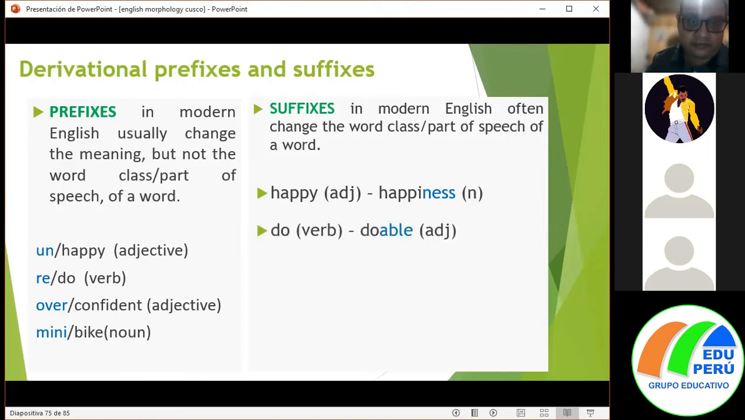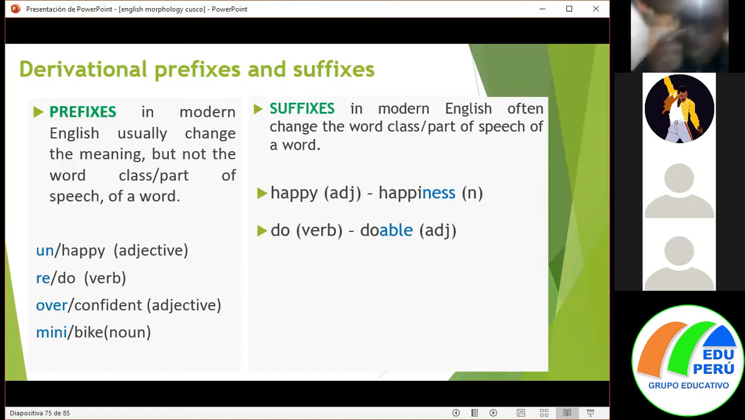Do is a verb. You add the suffix -able. Also, you change the pronunciation to doable. Now it's an adjective. Remark, remarkable. From verb to adjectives using -able.